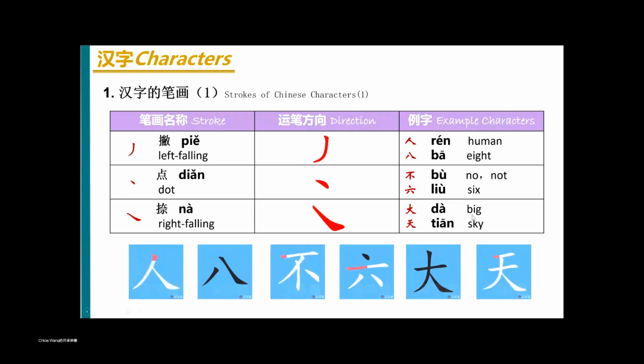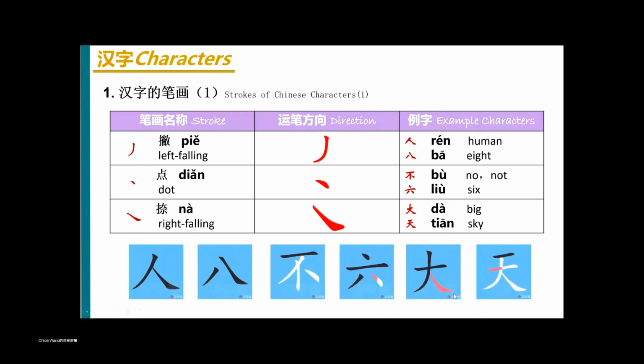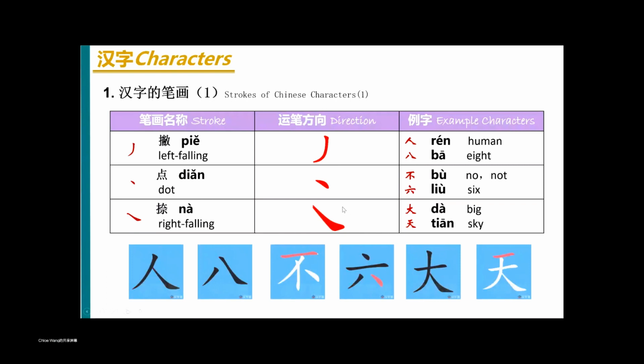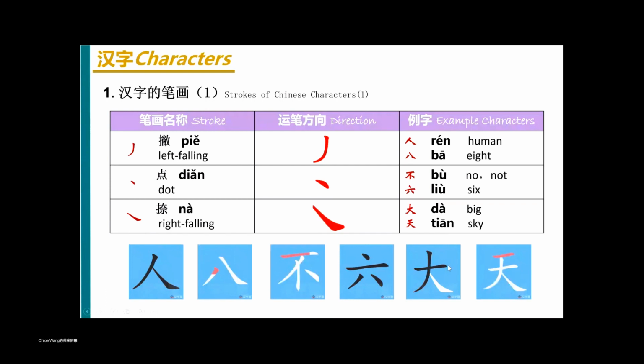Next one is big. Big is 大. First we write 横 and then 撇 and then 捺. And you might notice that for 大, if we ignore this 横, only 撇 and 捺, it looks like this one, right? It looks like 人. These two strokes are actually written in the same way. But the only difference is for 大, there's another stroke, 横.